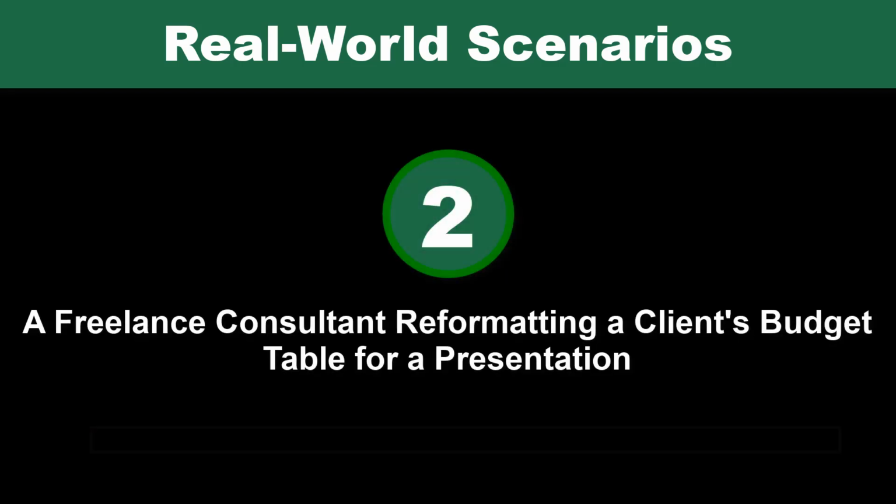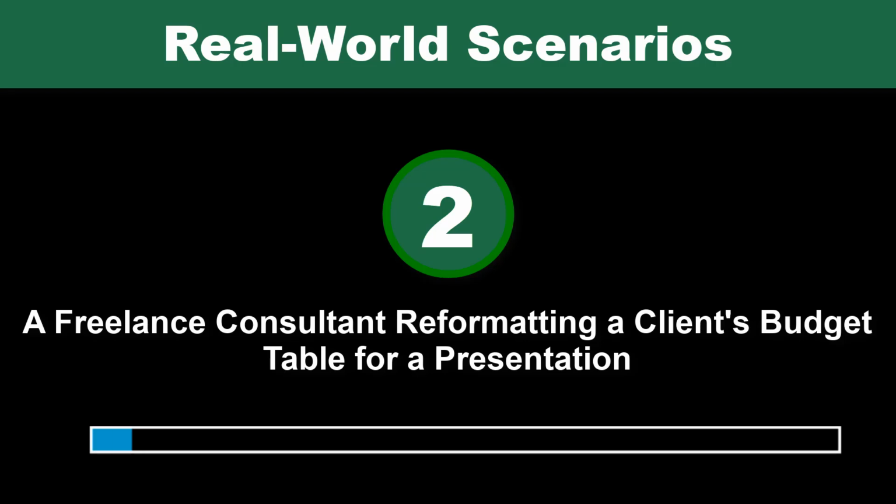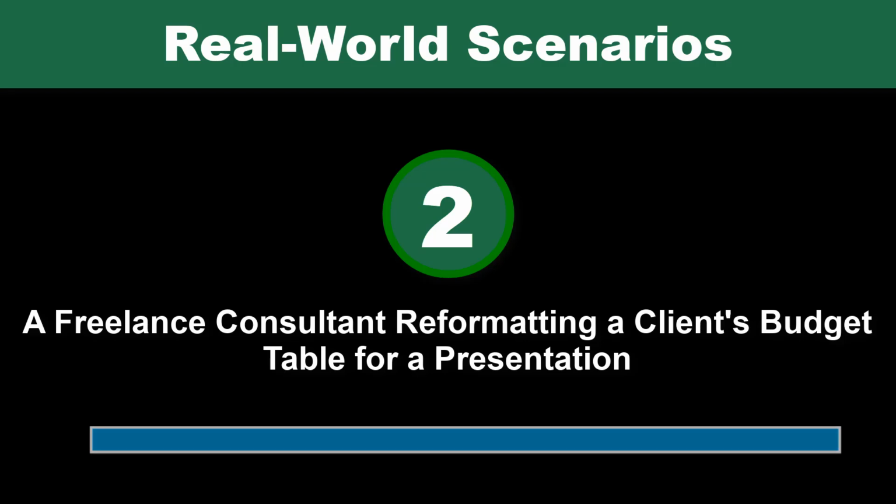A freelance consultant reformatting a client's budget table for a presentation. A freelance consultant received a budget table from a client with departments as rows and expense categories as columns. The PowerPoint slide template had the layout reversed. Departments needed to be across the top, expense categories going down. Rebuilding the table manually in the presentation was messy and slow. Transpose Table produced the correctly oriented version on a new sheet in seconds. The data was copied straight into the slide without any restructuring.